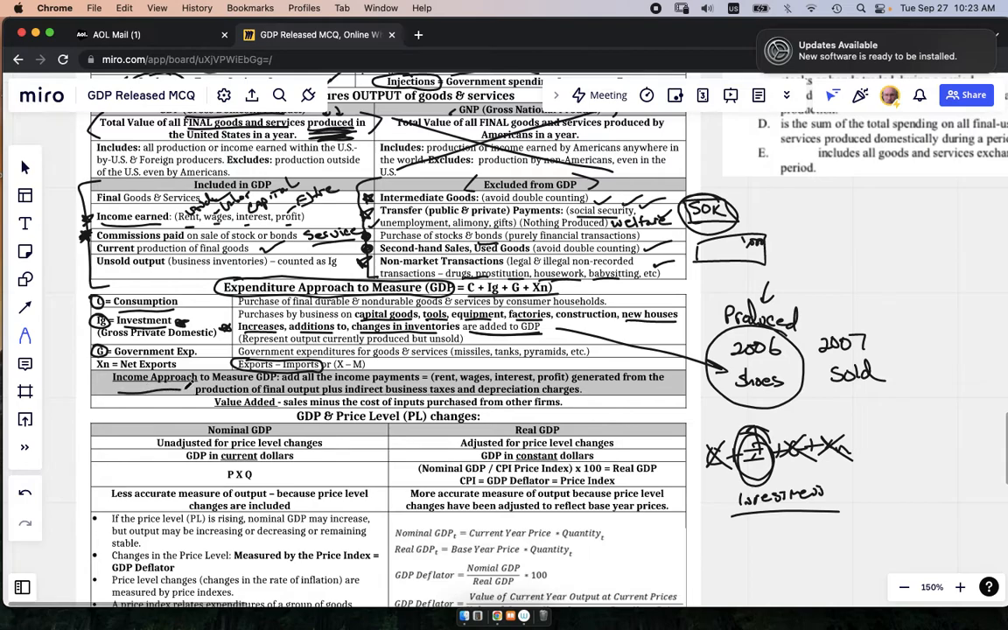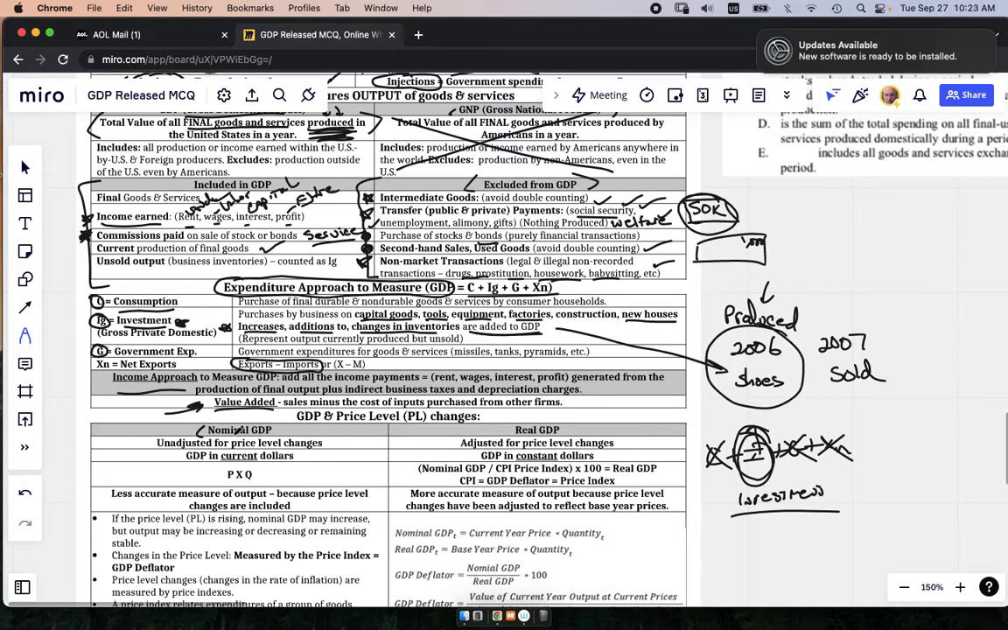There is the income approach. Again, not tested very heavily. There is a value-added approach. I've only seen this as an example on one FRQ, but you didn't have to even talk about the value. It was just a choice you could have made. Most teachers tend to skip the value-added.